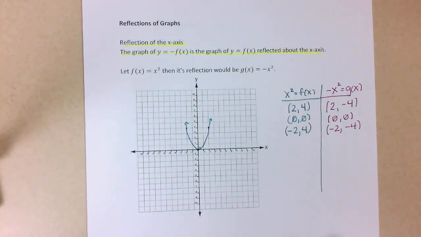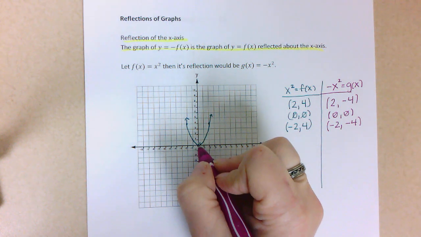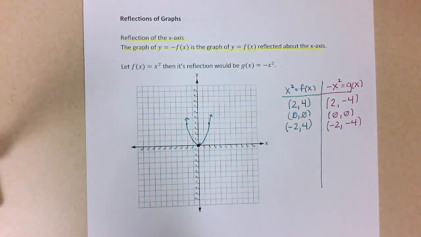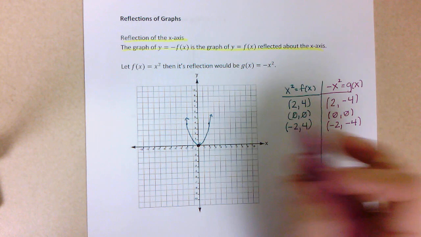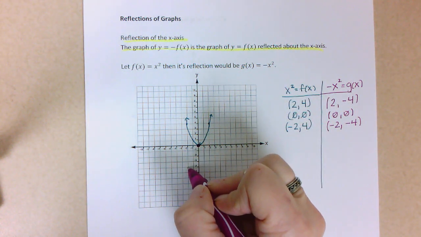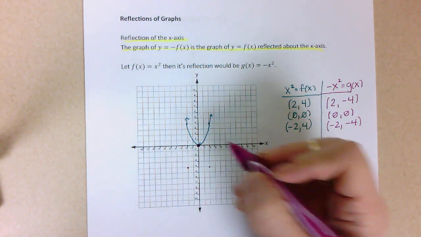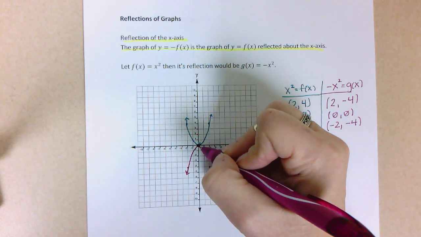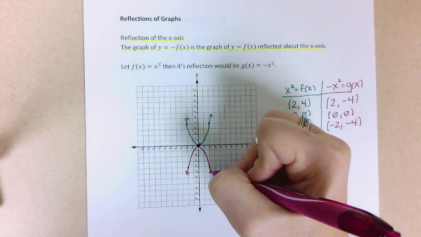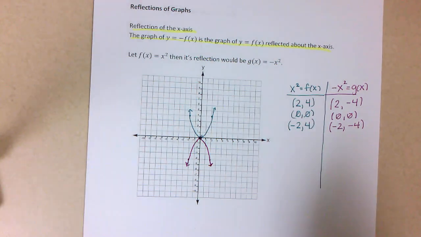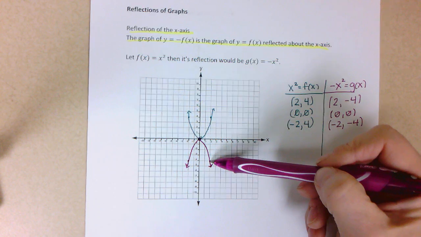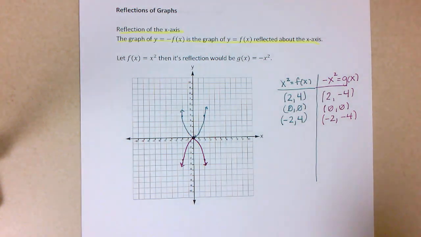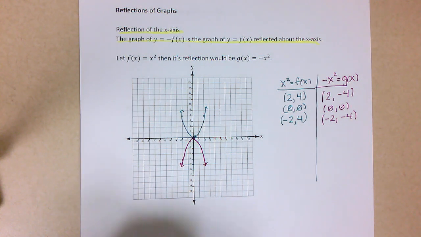So if we graph this, we're going to still start at the origin. I'm going to make a circle around it so you can see we share that. If we go to negative 2, we get a negative 4. If we go to positive 2, we get a negative 4. So it would look like this. Okay, just like that. So you can see that it's reflected about the x-axis. Sorry, I'm trying to keep my paper straight. Failing, but trying. Okay, so there is the reflection about the x-axis.